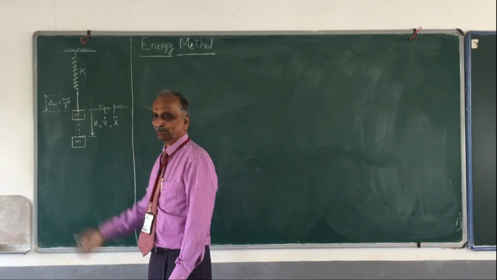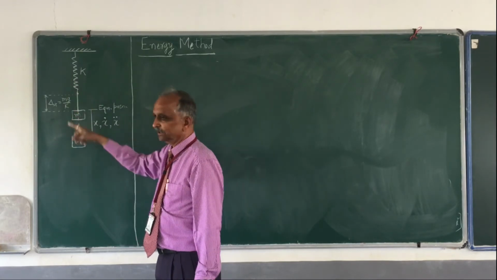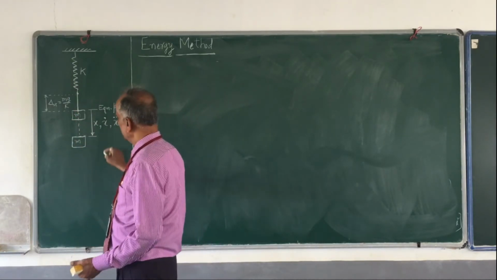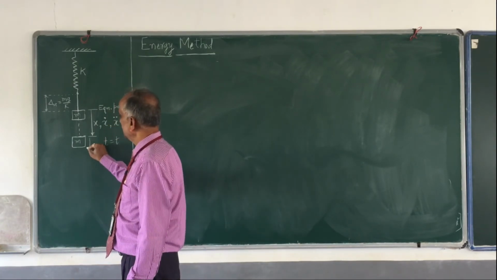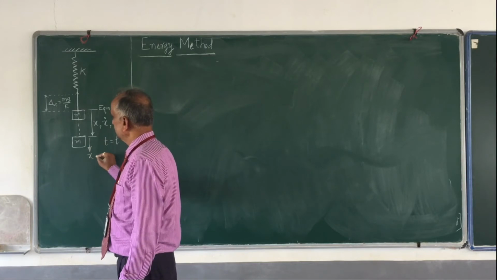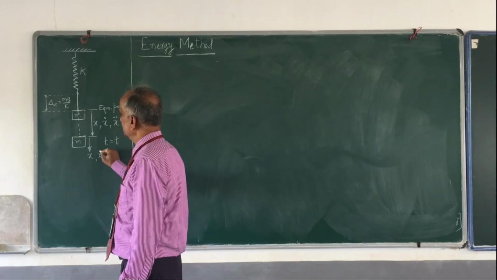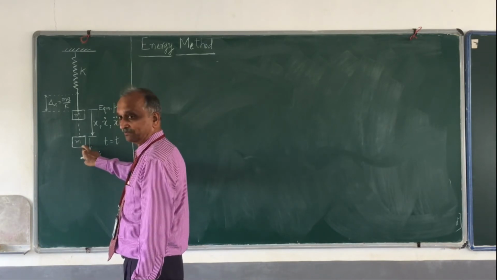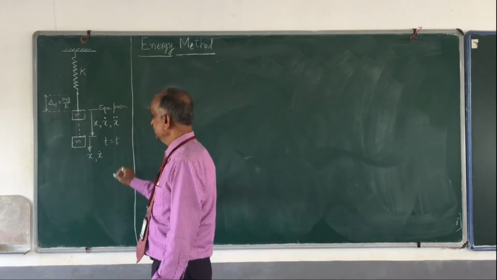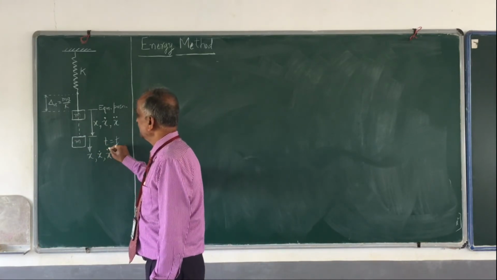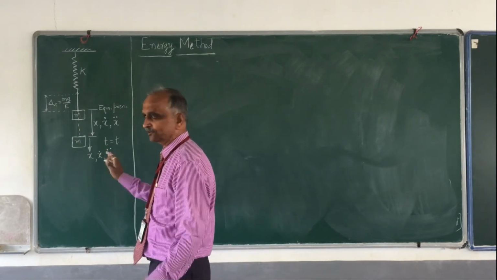Now I have induced the vibrations. Now the mass is vibrating like this. This is the new position, at time t. At time t, the mass has undergone a displacement x. It has a velocity x dot. It is not stationary here. It is still moving in the downward direction with a velocity x dot, and it also has an acceleration of x double dot, in this direction.